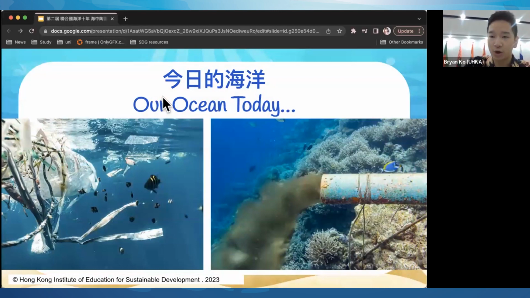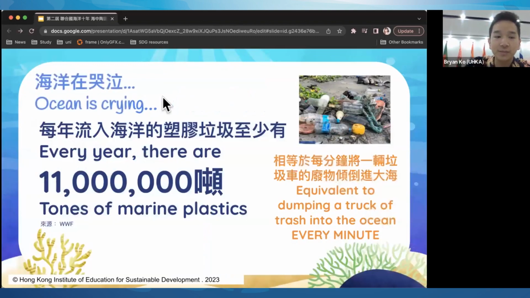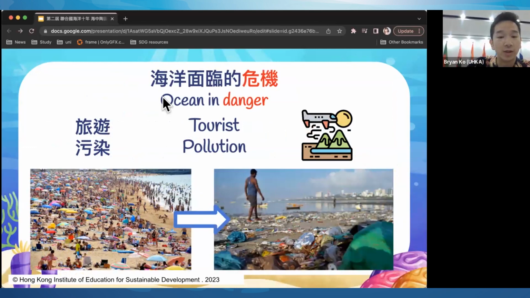What our ocean is facing today is, some of you might see, some sewage here and also some garbage being released into the ocean. There are various kinds of pollution being caused by humans. So we need to address that. Currently, around 11 million tons of marine plastics are being released into the ocean. Let's imagine it's around equivalent to dumping a truck of trash into the ocean every minute. It is an enormous amount of trash being dumped into the ocean. So it's our responsibility, the responsibility of humans, to protect the ocean in the future.